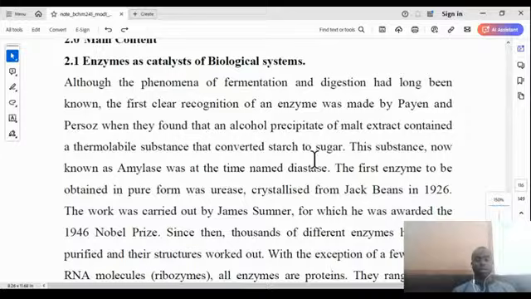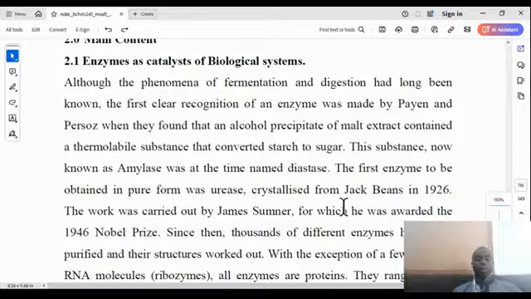our body. They are mostly proteins, with the exception of some ribonucleic acid enzymes that are called ribozymes. All other enzymes are proteinous in nature. So, enzymes as catalysts of biological systems: although the phenomenon of fermentation and digestion had long been known, the first clear recognition of an enzyme was made by Payen and Pessoz when they found that an alcohol precipitate of malt extract contained a heat labile substance that converted starch to sugar. And this substance, which is now known as amylase, was at that time named diastase.